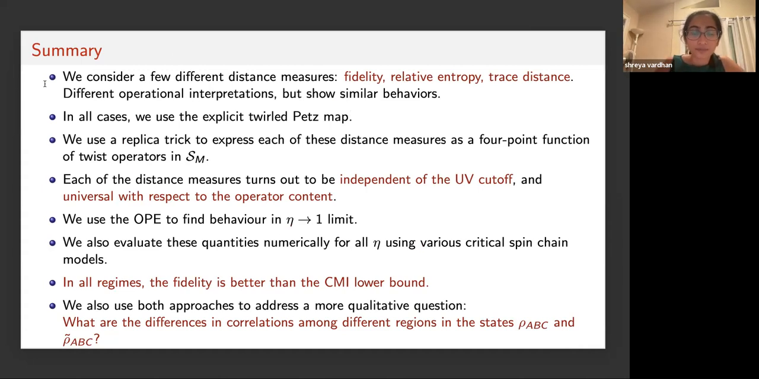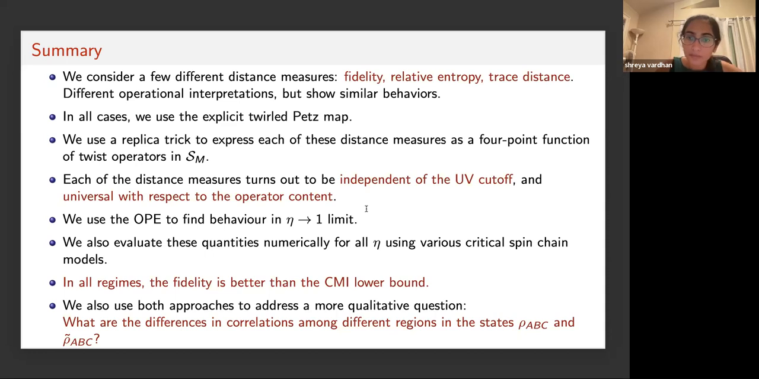And what we'll find is that even though these different distance measures have different interpretations, especially the fidelity and the relative entropy show very similar behaviors. And in all cases, we'll use the explicit 12-paths map that I wrote down on the previous slide. And the approach that we'll take is that we'll use a replica trick to express each of these distance measures as a 4-point function of some twist operators in the symmetric group on some number of copies of the system.